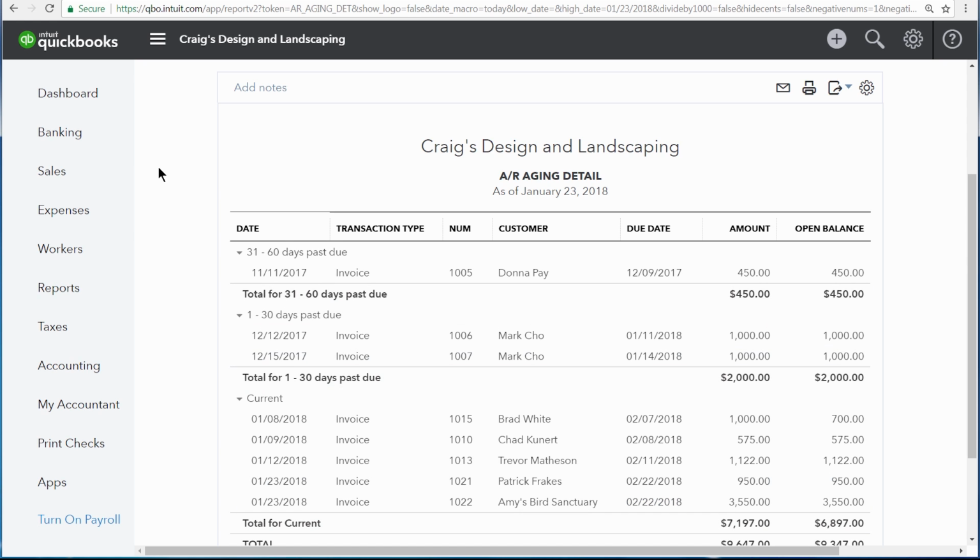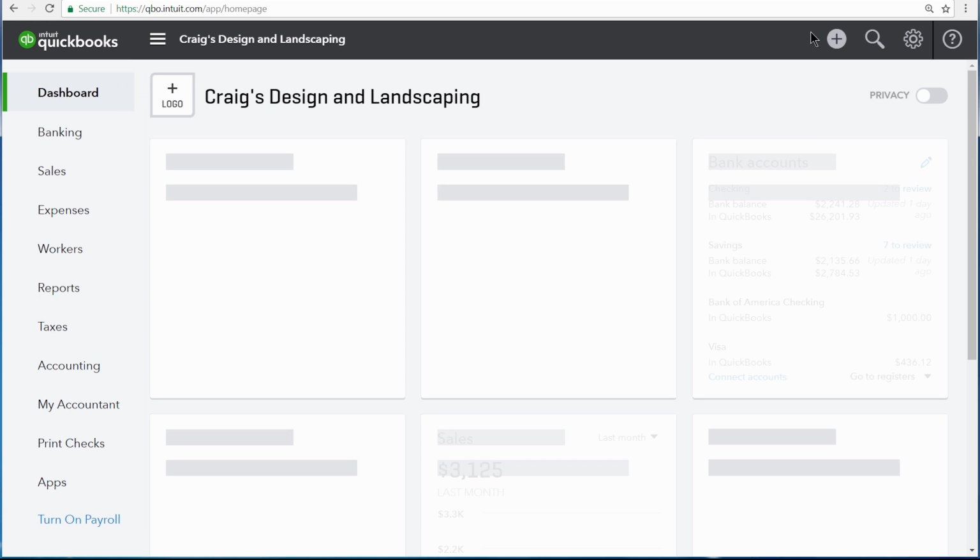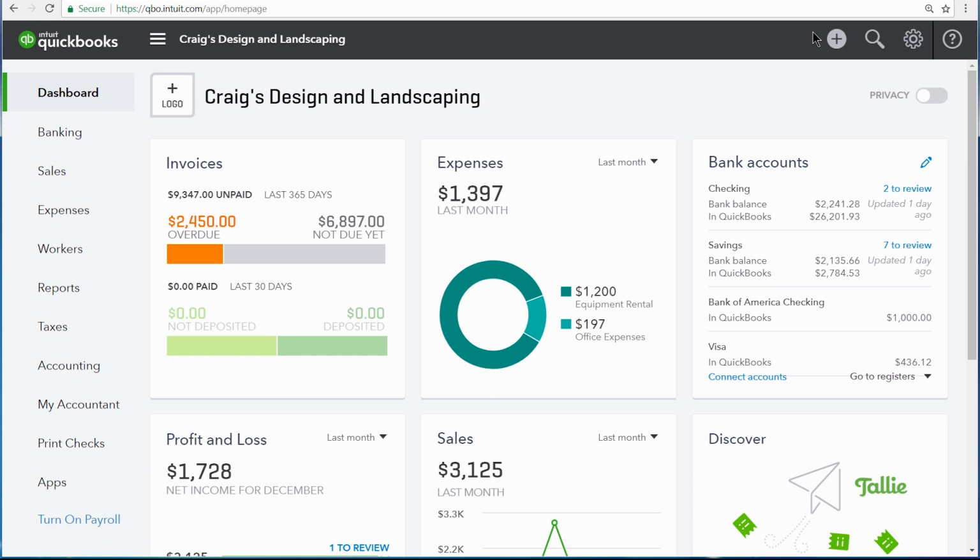Use all of these various methods to determine what your customers owe you and whether or not they're overdue on their invoices.